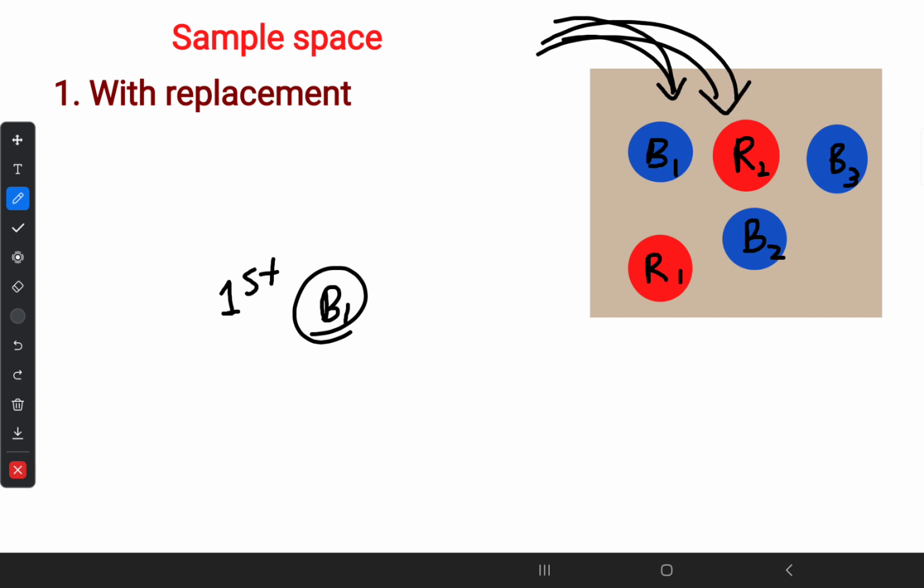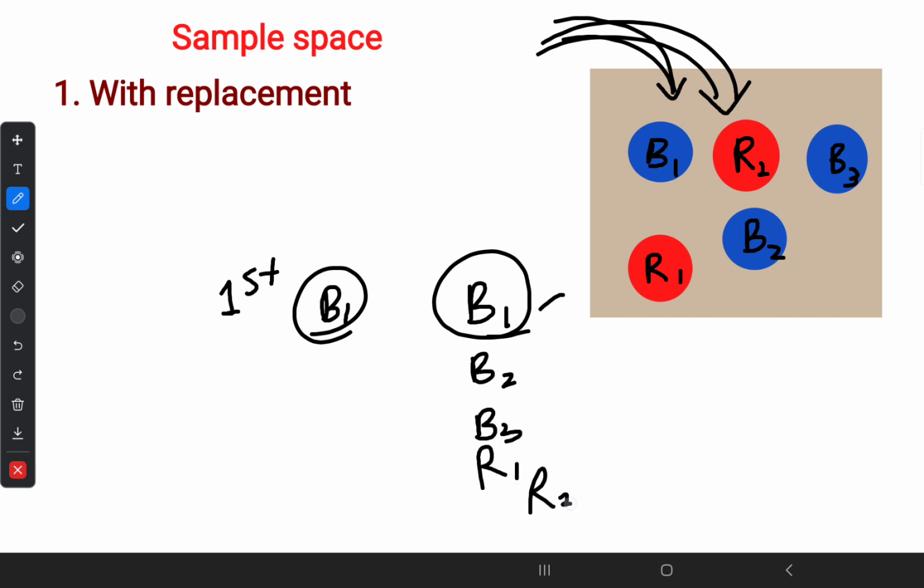Again, also, you can select B1. Sometimes you might get B2, sometimes you might get B3, R1 and R2. There is an equal possibility to get each ball because each is the same in size. There are 5 balls inside. So when you shuffle it, we don't know whether the ball is in its initial position or that was changed. So you might get B1 or B2 or B3 or R1 or R2. So these are the things you should understand.